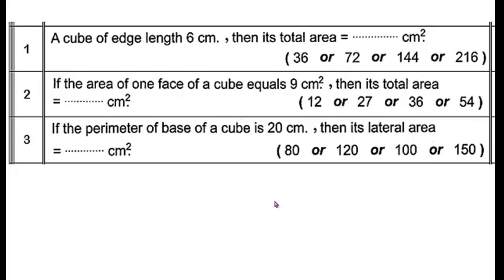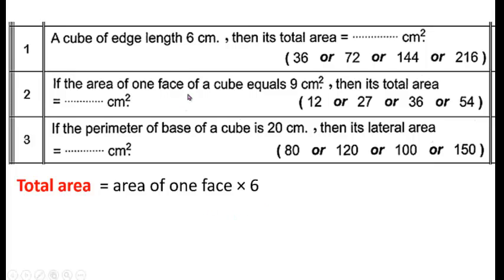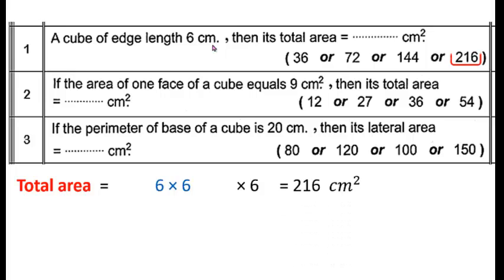Question number 1. A cube of edge length equal to 6 centimeters, then its total area is equal to? It's a straight direct question. We said that the total area of a cube is equal to area of one face times 6. And to find the area of one face, I should multiply edge length times edge length, or side times side. He already told me that the edge length is equal to 6 centimeters. So I am going to do 6 times 6 times 6, which equals 216 centimeters squared.